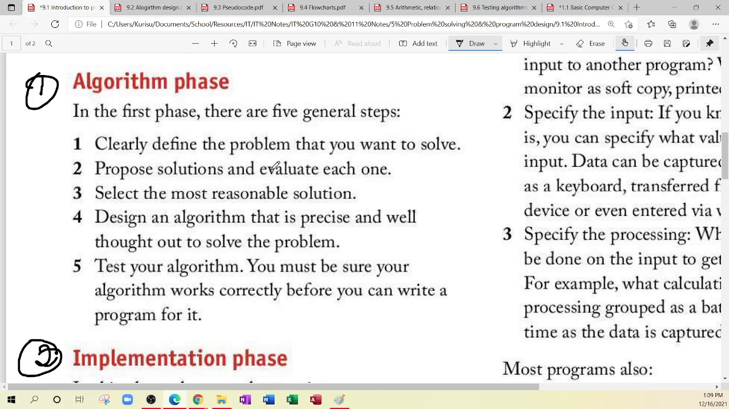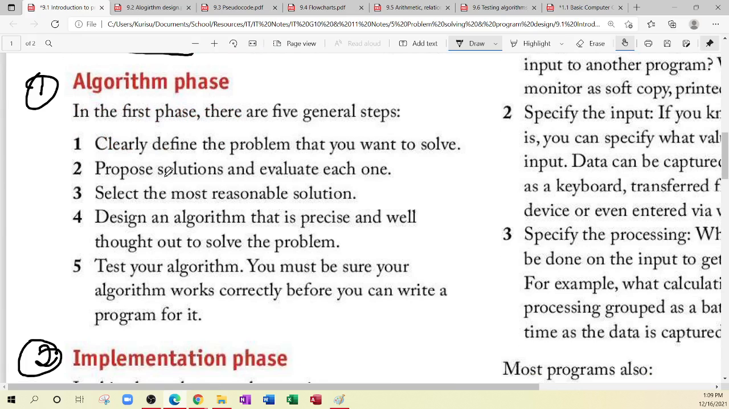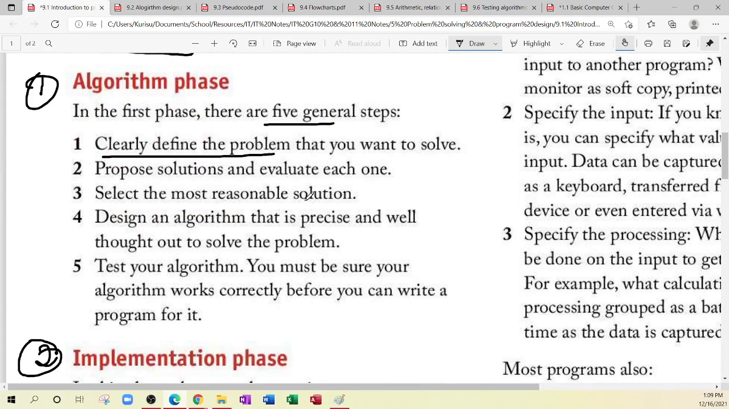Great. So, the first stage in understanding your problem is the algorithm phase. The algorithm phase has 5 steps, and those steps are as you can see here. So the first step is to clearly define your problem. So what exactly is my problem? My problem is that I'm hungry. When I get hungry, I get irritated, I get angry, I get frustrated, I just feel like beating up people. That's my problem.